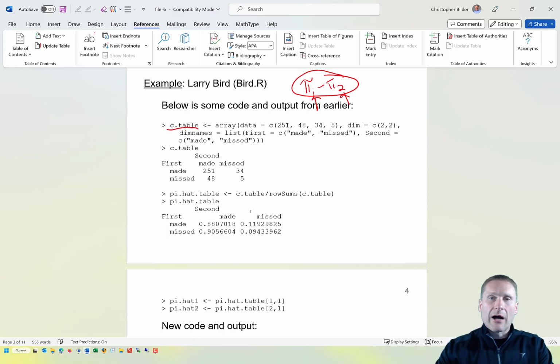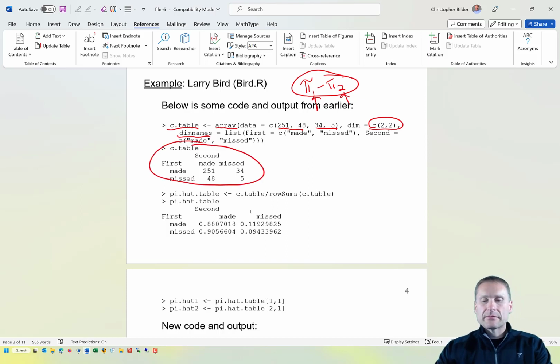Okay, so a little bit of review from our last set or some previous notes. We're going to form an object called C.table. This stands for contingency table. This is where we're going to put our data. We can use the array function to form this contingency table, where the data argument corresponds to our data, the 2 by 2 part of my table, where I enter in the data by column. Again, it's a 2 by 2 contingency table, and I use dimnames to put some nice labels associated with the dimensions, the rows and the columns. So here's my actual contingency table right here.